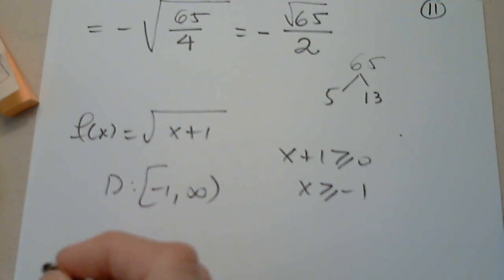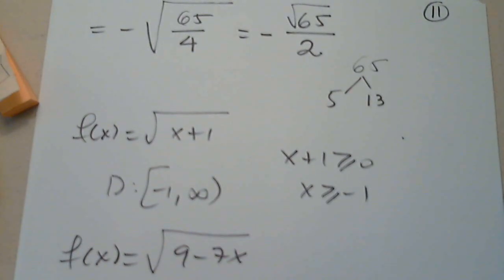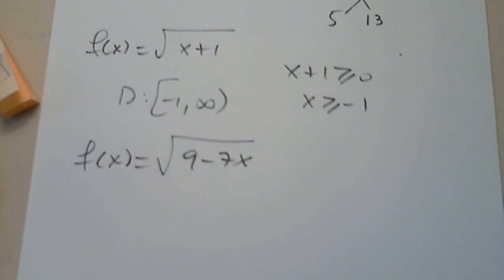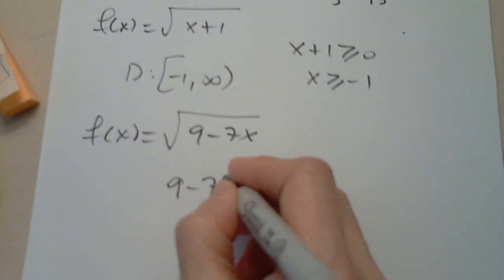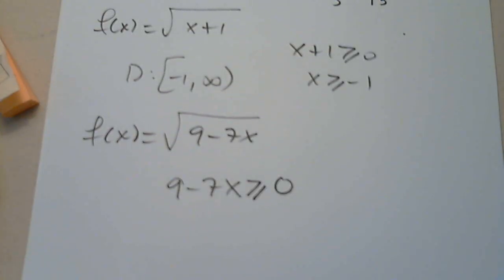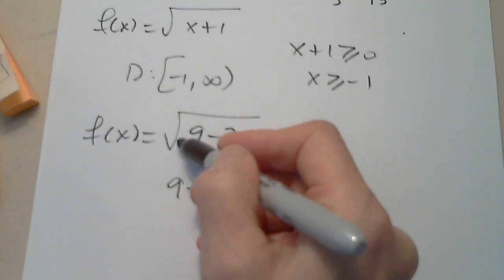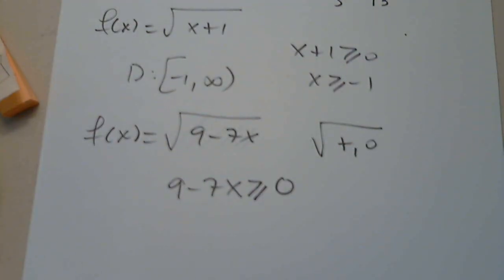Good. f of x, the square root of 9 minus 7x. Which inequality do I have to write and solve to find the domain? 9 minus 7x is less than... It can never be less than. There is no such thing. 0? The quantity underneath has to be positive or 0. It can never ever be less than.